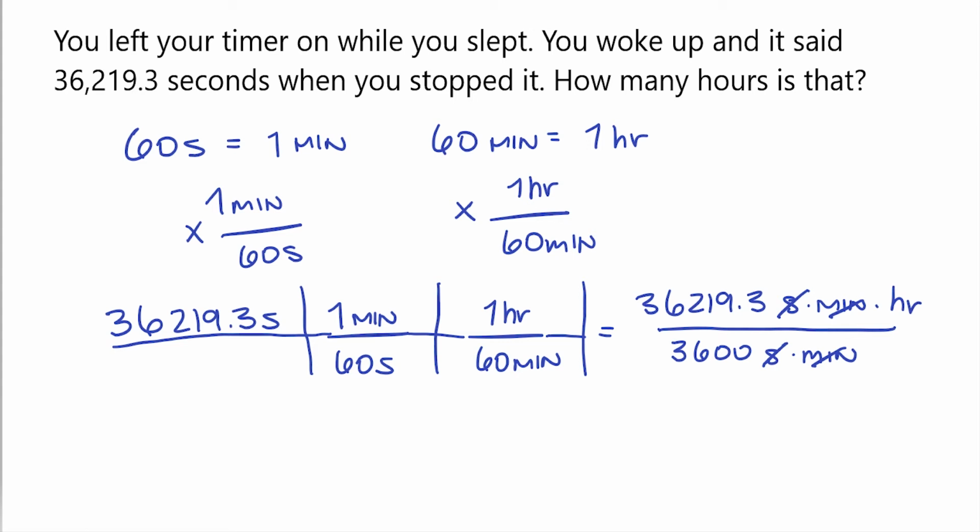Next, we're going to take 36,219.3 and divide that by 3,600. And that is going to equal 10.1 hours. So now we know that 36,219.3 seconds is equal to 10.1 hours.